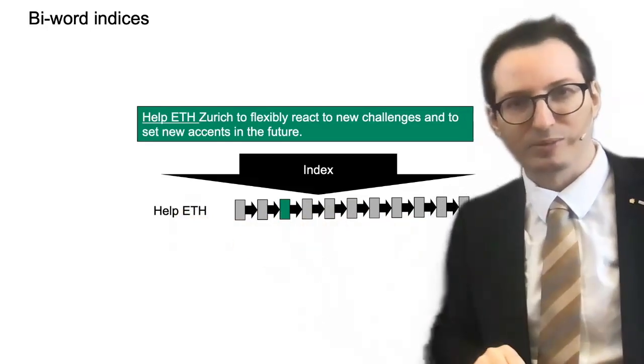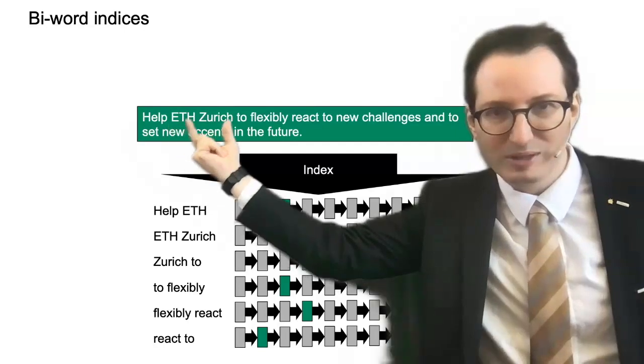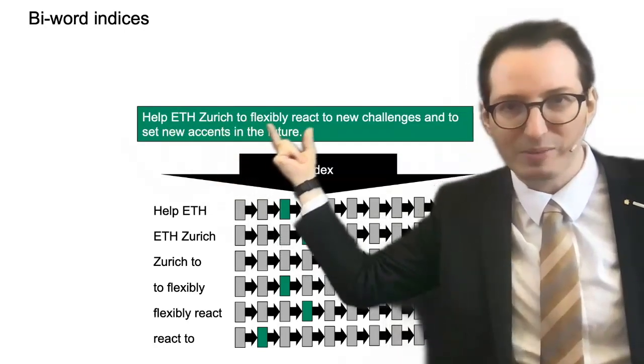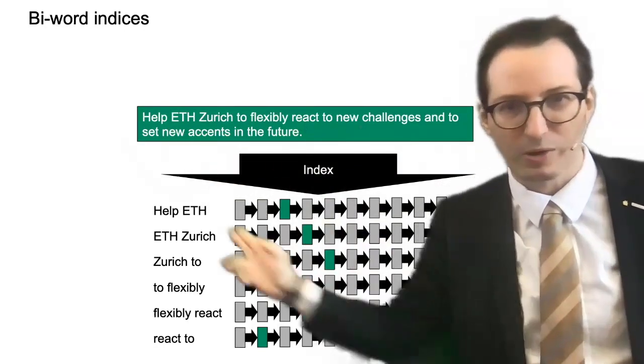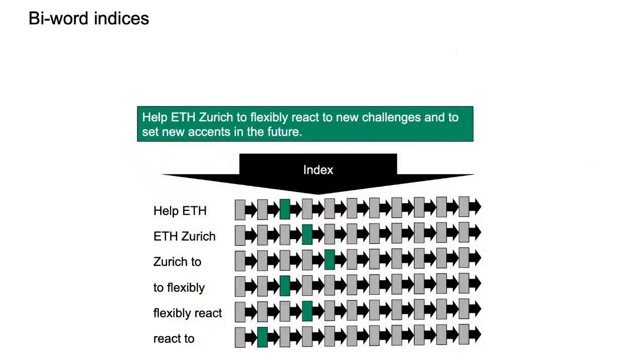And there are other documents. And then that's a sliding window, so I move: ETH Zurich, Zurich to, to flexibly, flexibly react, react to, and so on. And I basically have this document for all of these pairs right here. This is called a byword index. Same structure, but we have now pairs of terms instead of single terms. Who is not with me?